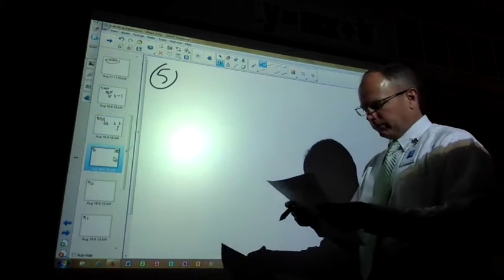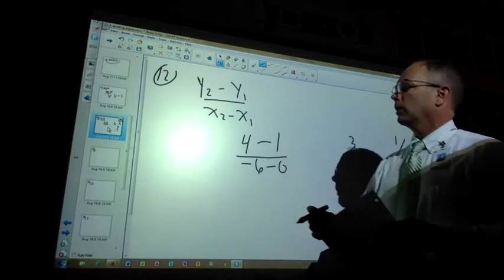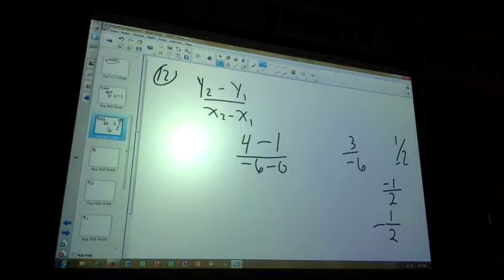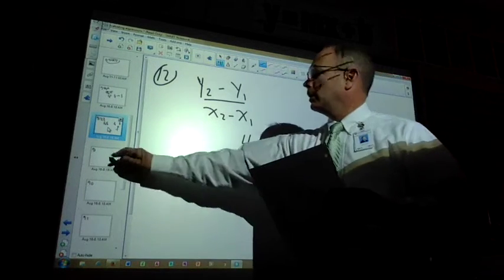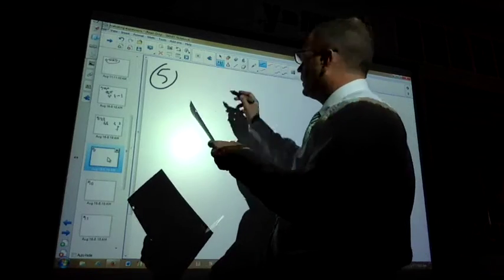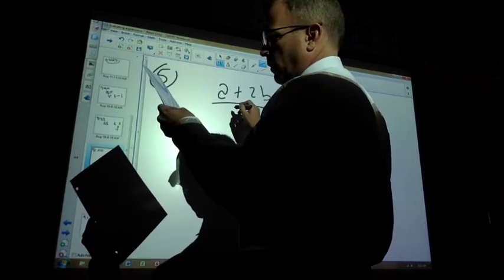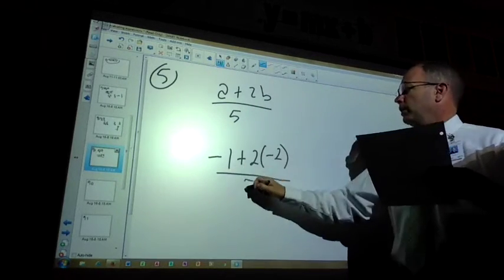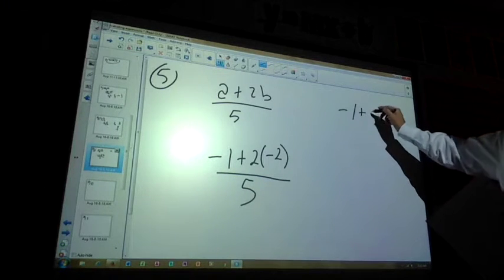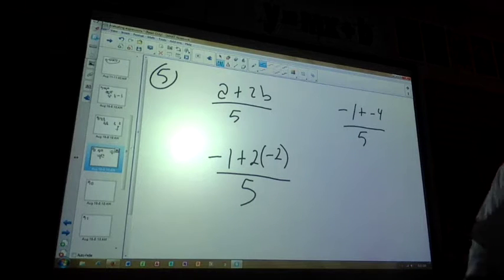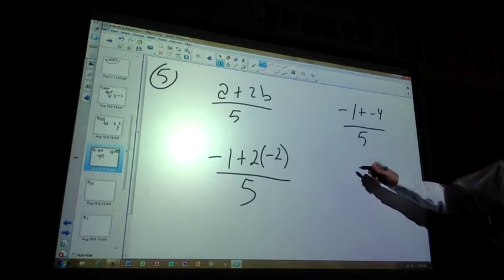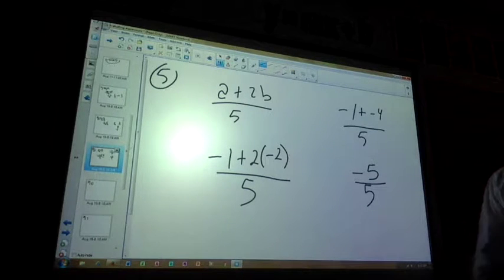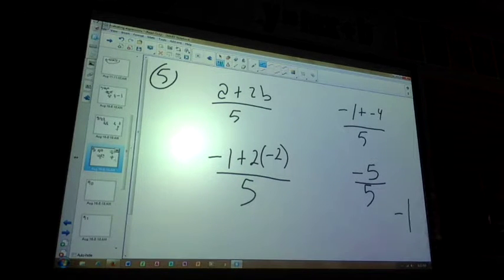Number 5. Going back, so 1 over negative 2, negative 1 over 2, or negative 1/2. We good? Sweet. Number 5, we have (a plus 2b) over 5. We know a is negative 1 plus 2 times b is negative 2. That's 5. So I get (negative 1 plus negative 4) over 5. What do I get at the top then? Negative 5. So I get negative 5 over 5, which reduces to negative 1. There's your answer.